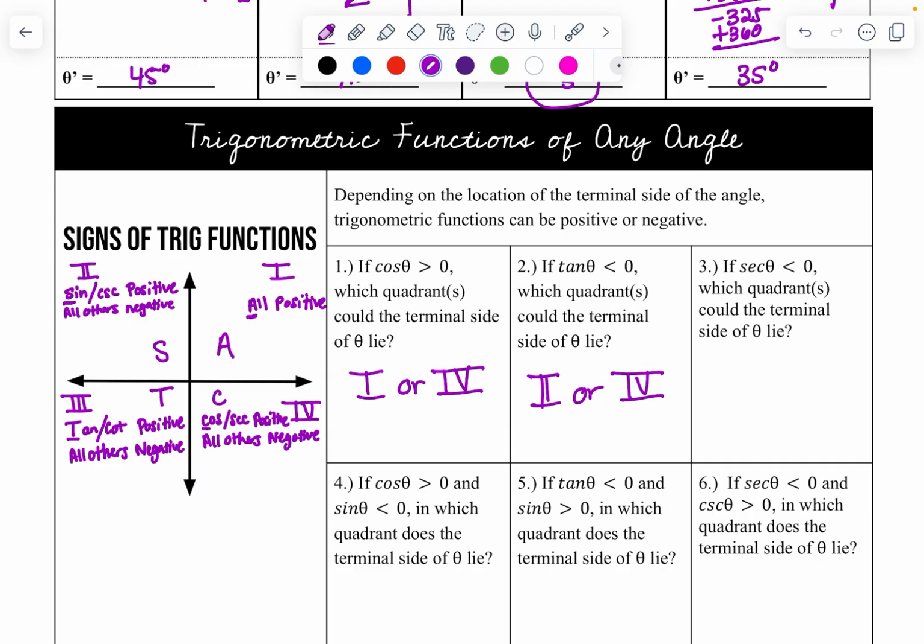If we want the secant to be negative, less than 0, which quadrants should it be in? The secant is the reciprocal of the cosine. So we know that cosine and secant are positive here. Everything's positive here. So we'd have to be in one of these two quadrants for the secant to be negative. So either quadrant 2 or quadrant 3.